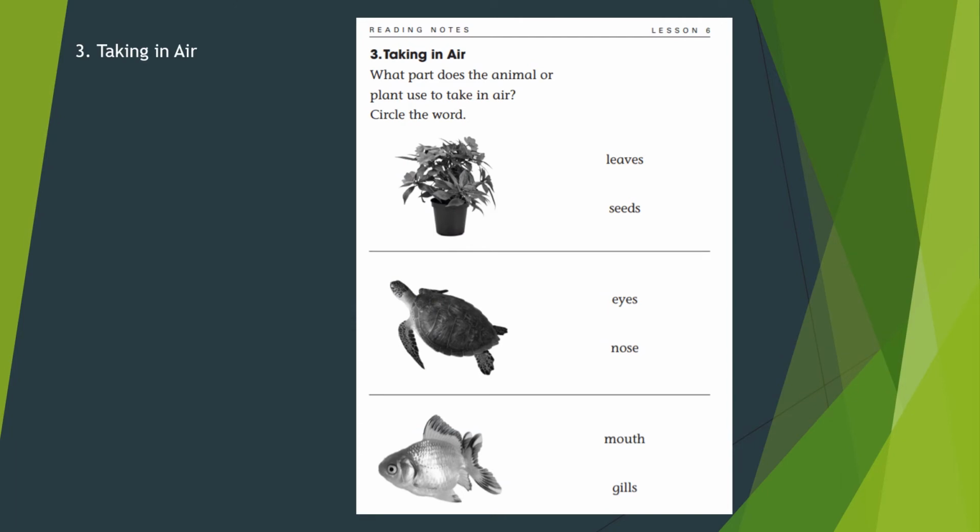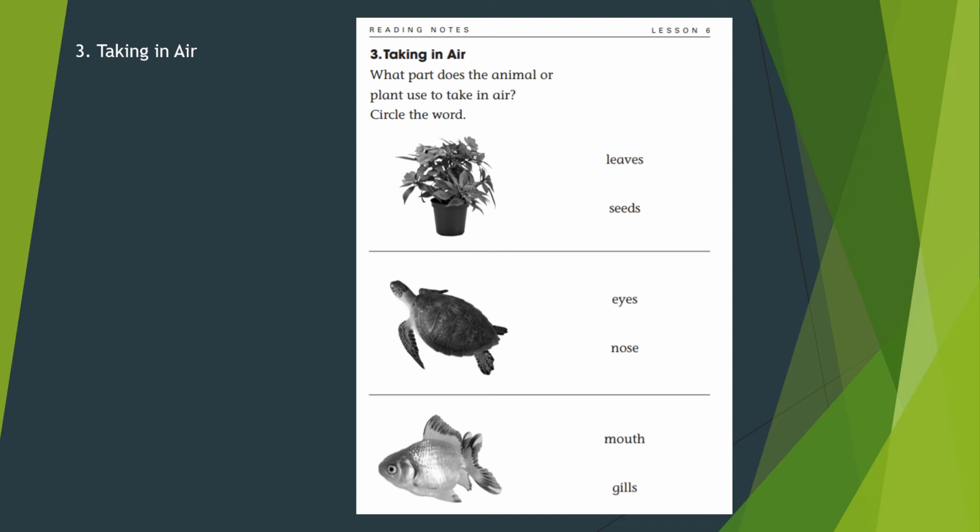Turn the page in your workbook. Look at all this work we're getting done together. Number 3, taking in air. The directions say, what part does the animal or plant use to take in air? Circle the word. Let's work on this together.